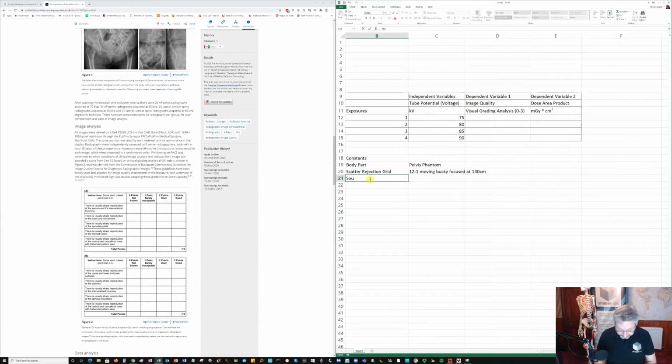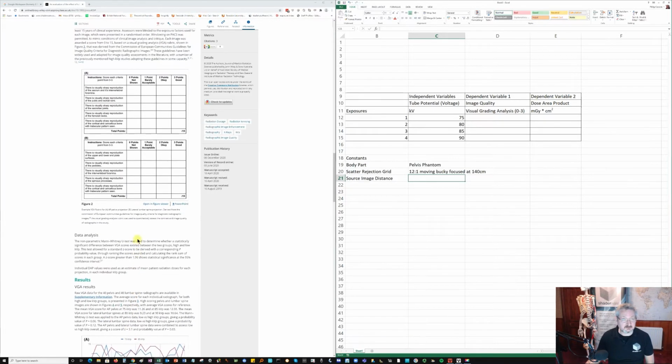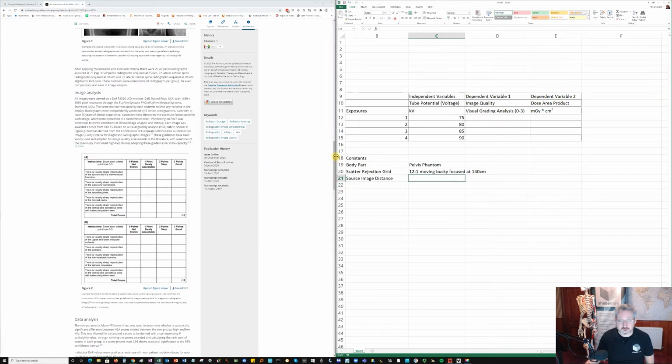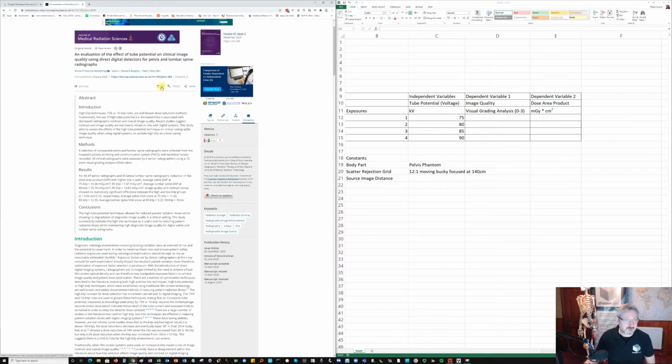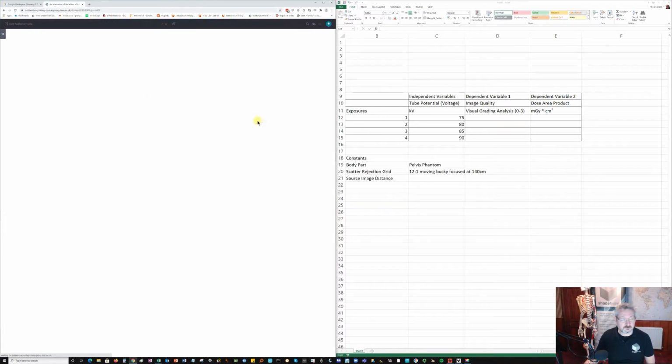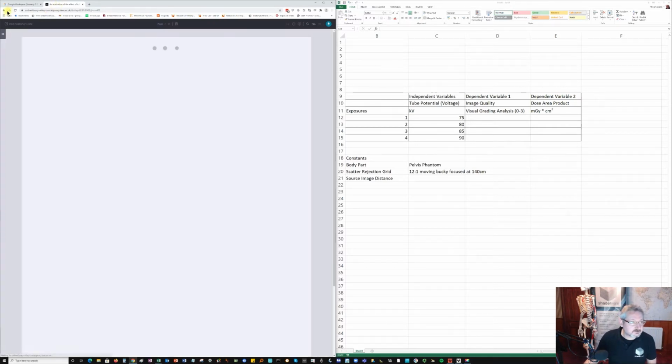So source image distance. So what source image distance did they use? Now I actually find it quite difficult to read a paper like this. So what I tend to do, maybe it's because I'm old-fashioned, is I like to download the PDF or look at the PDF version, because the double column way of looking at it is nicer. Oh, it's not going to show me. Oh, it just takes a while. And then I can search.